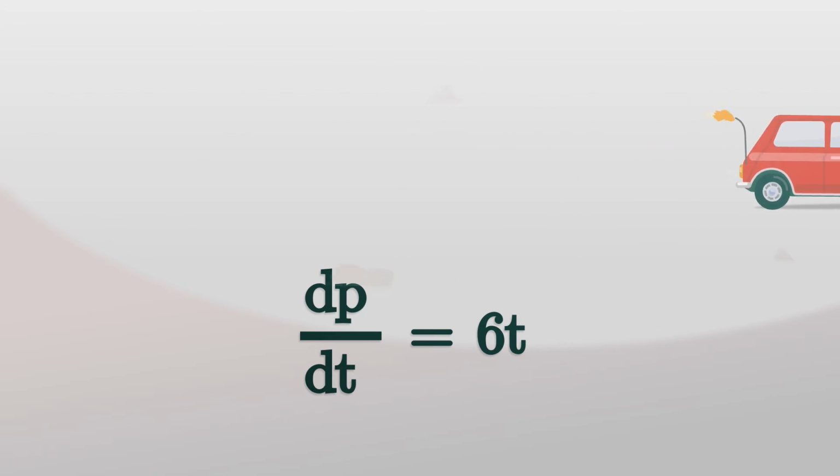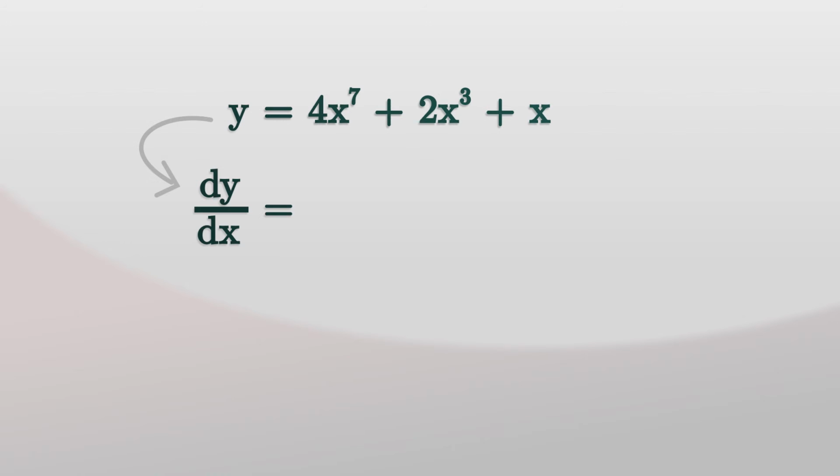Let's do another example. This time, we will differentiate y equals 4x to the power of 7 plus 2x cubed plus x. Our process is the same as before. Our letter on its own is now y, and the letter on the other side is x. So when we differentiate, our y becomes dy over dx. On the right-hand side, we deal with each term one at a time.